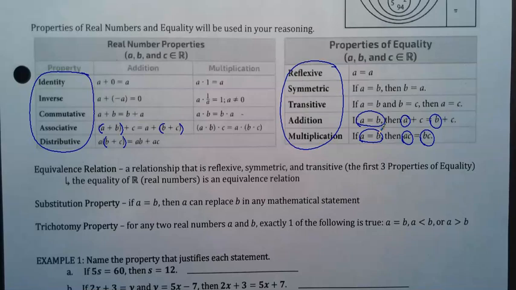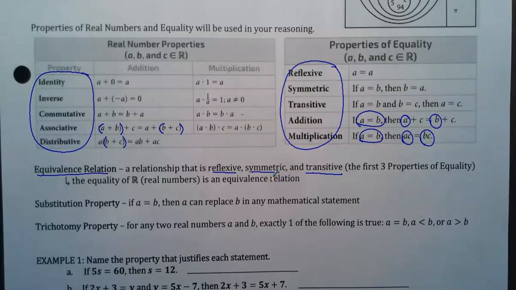Then we have an equivalence relation. An equivalence relation is a relationship that is reflexive, symmetric, and transitive. So it has the first three properties of equality. So the equality of real numbers is an equivalence relation. The relationship is reflexive, symmetric, and transitive.